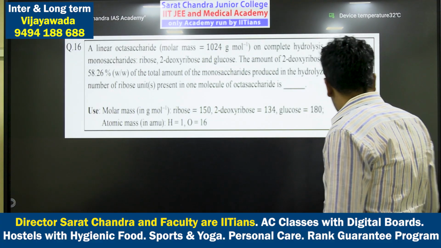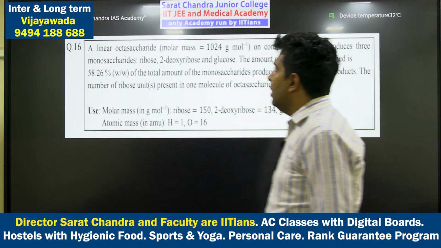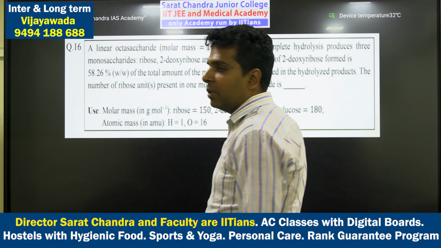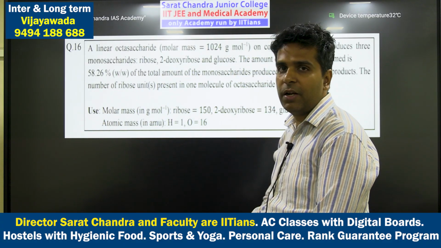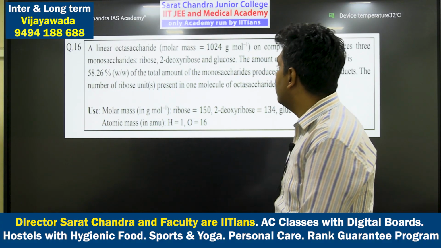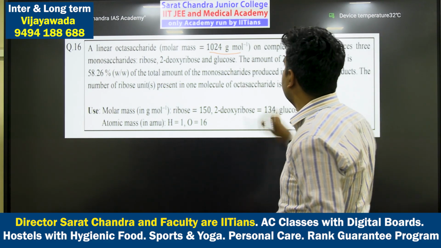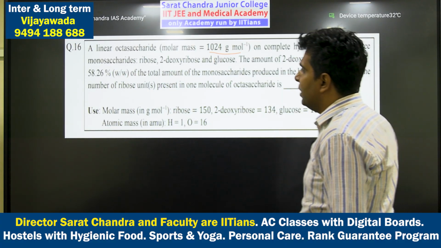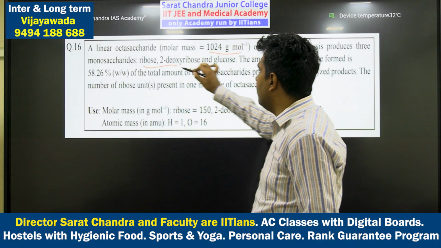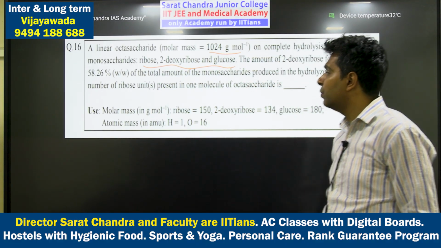So last question, question number 16. A linear octasaccharide. In octasaccharides, there are 8 monosaccharide molecules joined together. The molar mass of the linear octasaccharide is given. On complete hydrolysis it produces 3 monosaccharides. So basically in this octasaccharide there were 3 types of monosaccharides: ribose, deoxyribose and glucose.